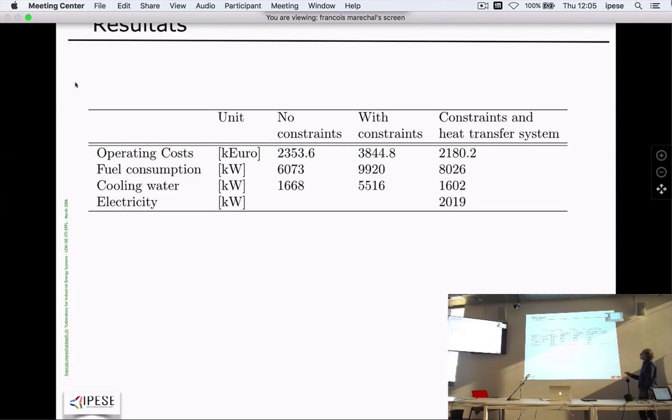And just to show you that it makes sense in this example, so this was the situation without the constraints. This was the situation calculated after having introduced the constraints, and this is the situation when we have added the constraints and the heat transfer units. And what is the difference is mainly coming from the fact that we have a lower operating cost because we have introduced at the same time the cogeneration unit that is used as a heat transfer.